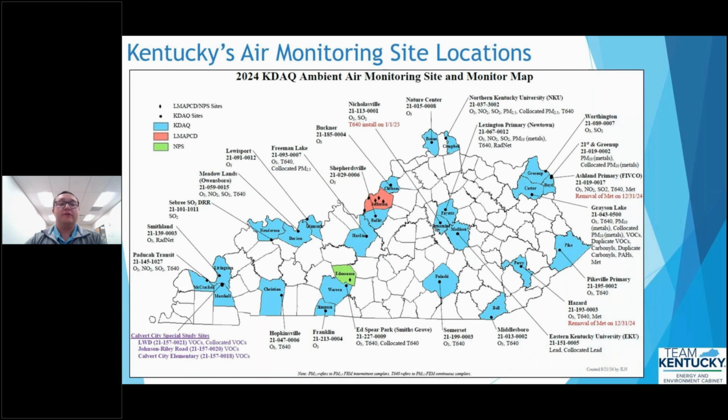So this map depicts all of the monitoring stations located across the Commonwealth, stretching from Paducah all the way to Pikeville. Each marked location also displays the specific pollutants that are measured or the specific equipment that are at each location. All of the counties that have air monitoring sites within them are shaded. The blue counties contain sites operated by the Kentucky Division for Air Quality. The red county is where all the sites for the Louisville Metro Air Pollution Control District are located, and the green county is the site operated by the National Park Service. Next slide, please.